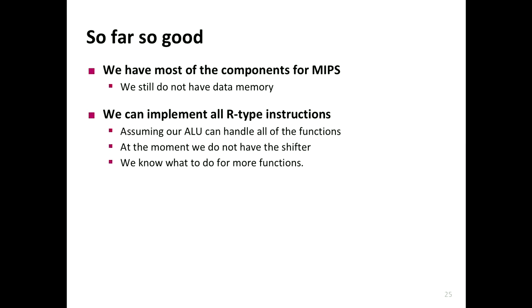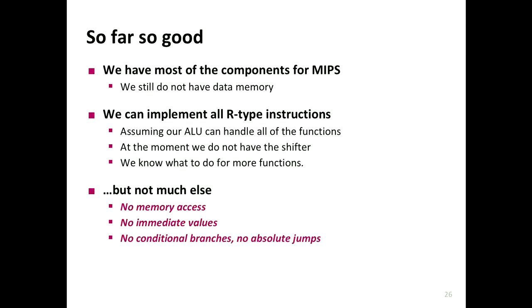So let's continue. Till now, we saw some parts of the MIPS architecture. And what we don't have till now is any way to read or write from memory. We have a method in which we can read or write from the register file, but we don't have anything to read or write from memory. We don't have immediate values, or operations that can be done on immediate values yet. And we also have no conditional branches, no jump instructions implemented.